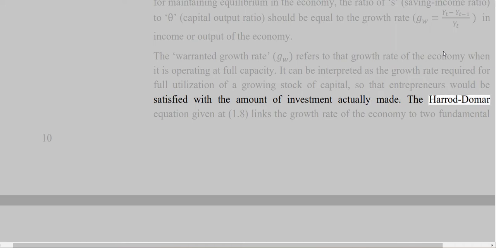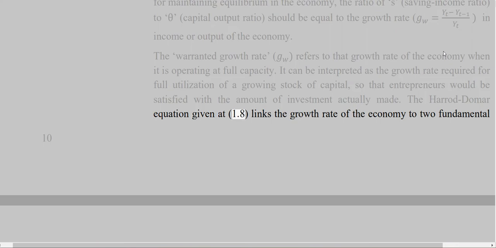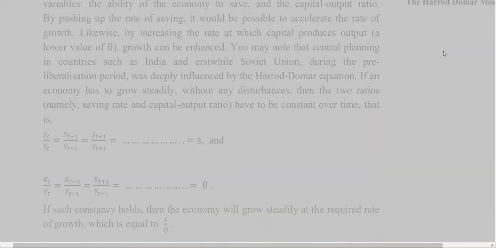The Harrod-Domar equation given at 1.8 links the growth rate of the economy to two fundamental variables, the ability of the economy to save, and the capital output ratio. By pushing up the rate of saving, it would be possible to accelerate the rate of growth. Likewise, by increasing the rate at which capital produces output, a lower value of theta, growth can be enhanced. You may note that central planning in countries such as India and the erstwhile Soviet Union during the pre-liberalization period was deeply influenced by the Harrod-Domar equation.